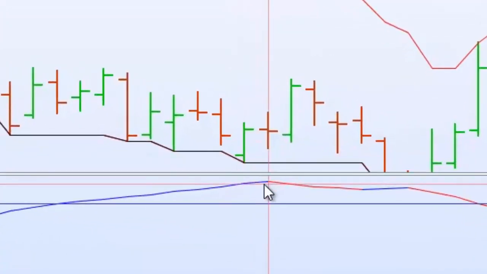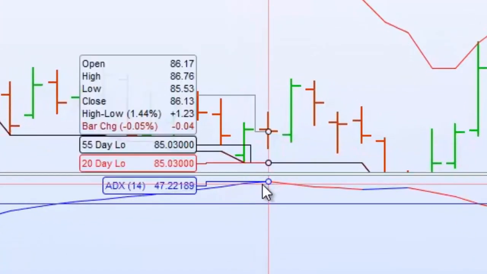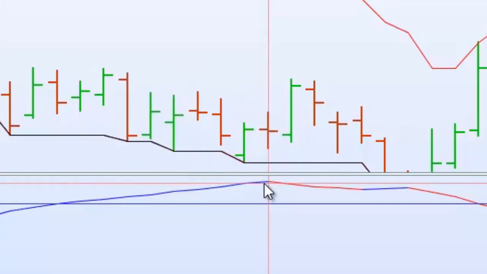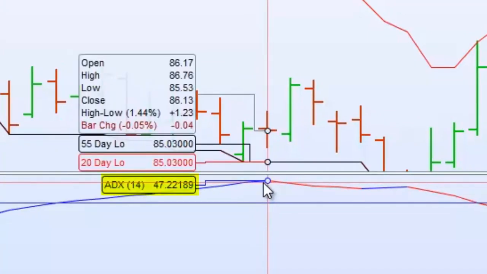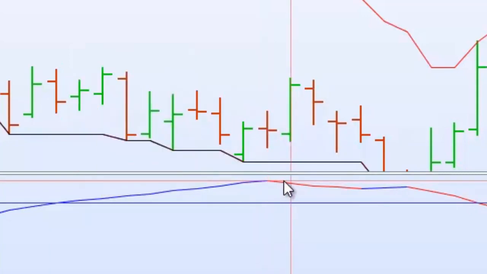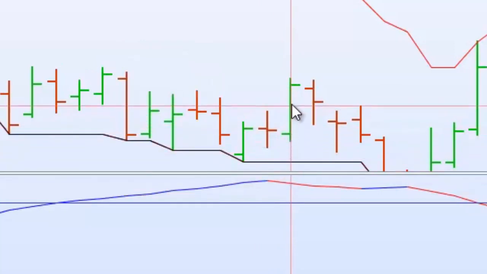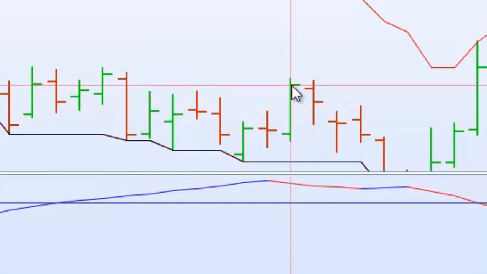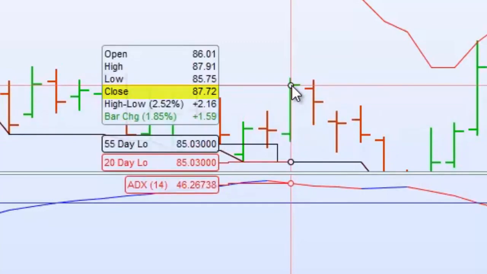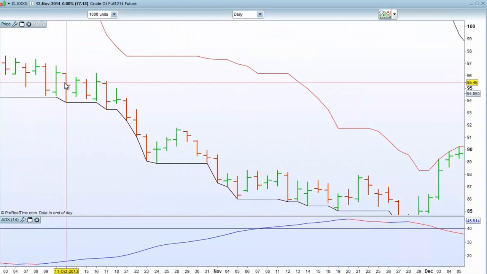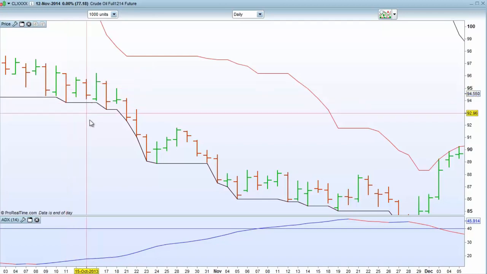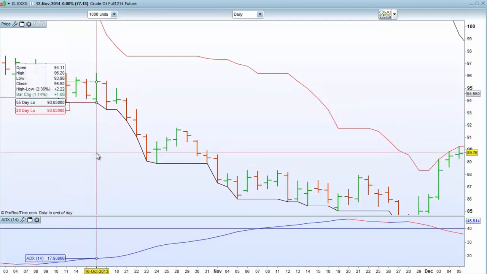And then notice here the ADX goes from blue on this day at 47.22189. If you look to the left of the cursor, the next day the ADX goes down to 46.26. So what we do at the end of this day is we exit market on close and we get out of this trade at 87.72. We got into this trade at 95.25. That's big money in oil futures. Remember, one contract of crude controls 10,000 barrels.